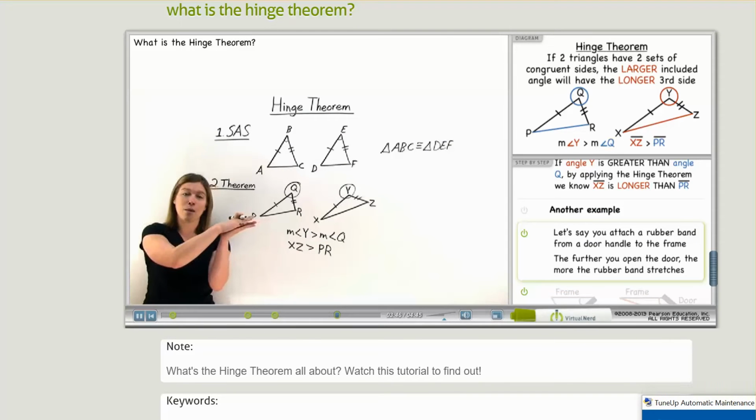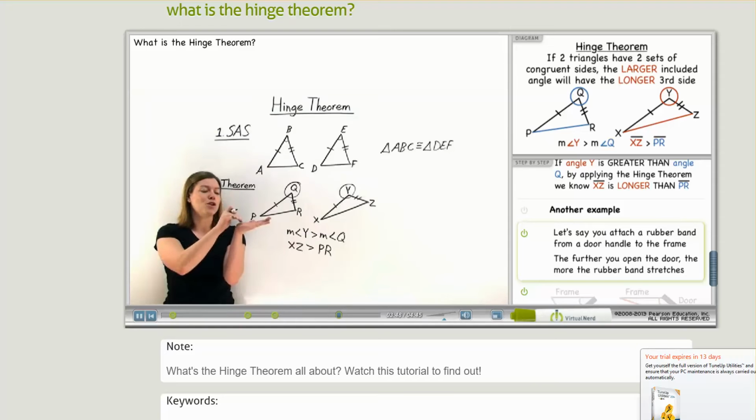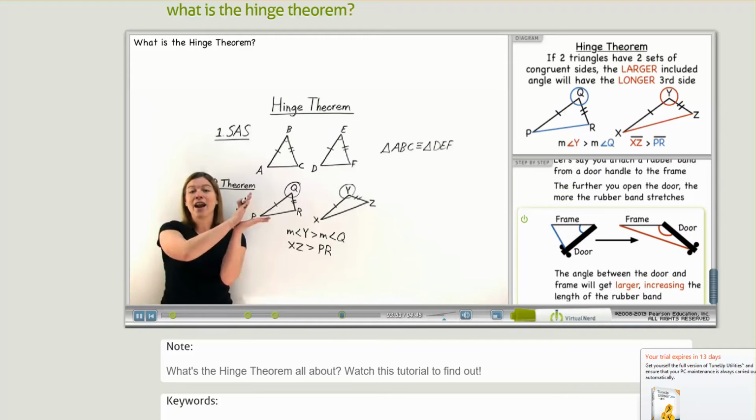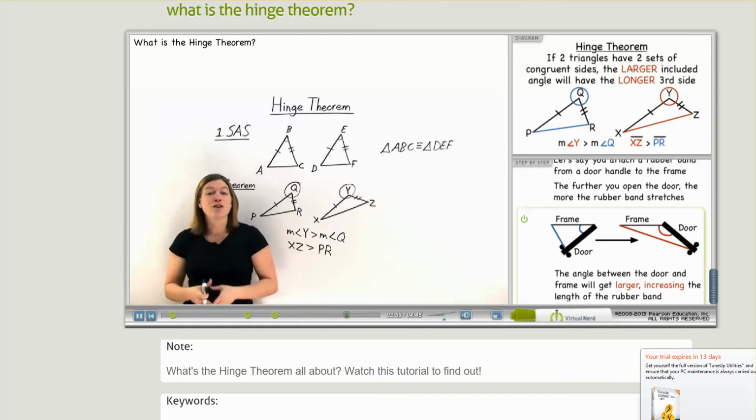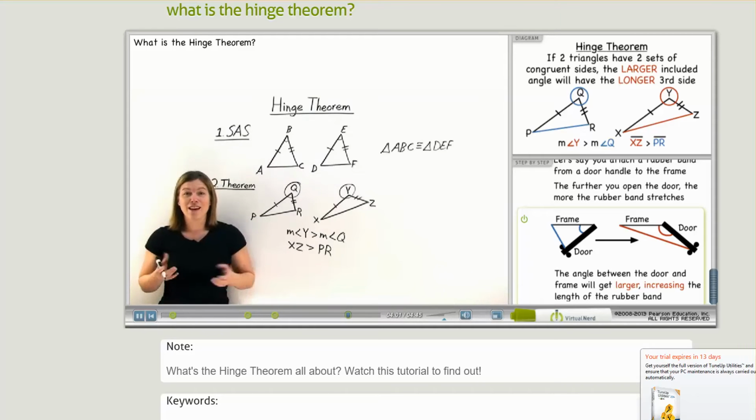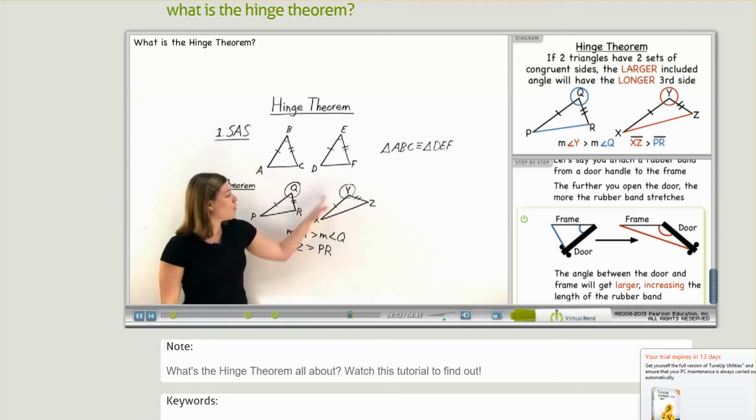And notice what else is happening. This angle between the frame and the door is getting larger. As that angle between the door and frame gets larger, that rubber band gets longer. That is looking like the hinge theorem. Here we can see that's what's happening.